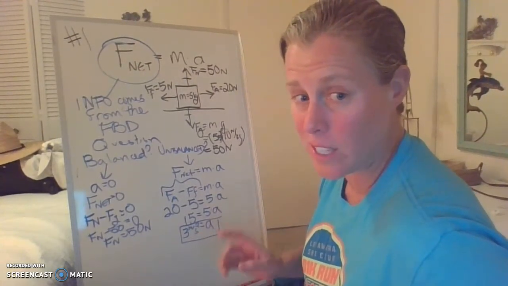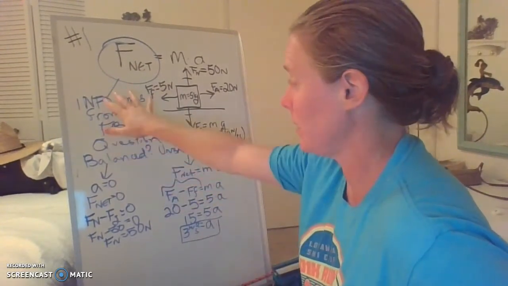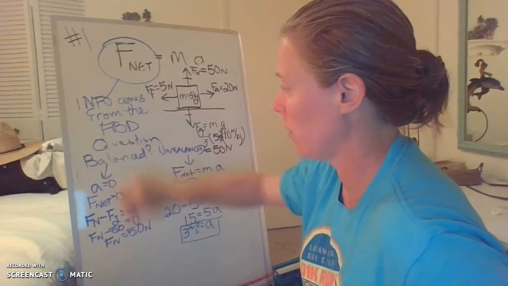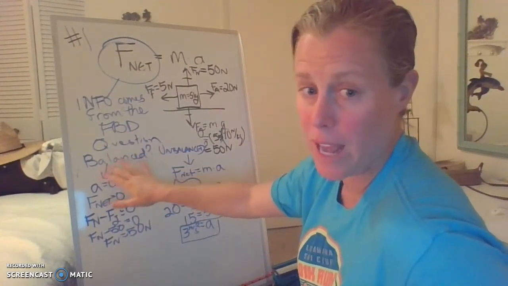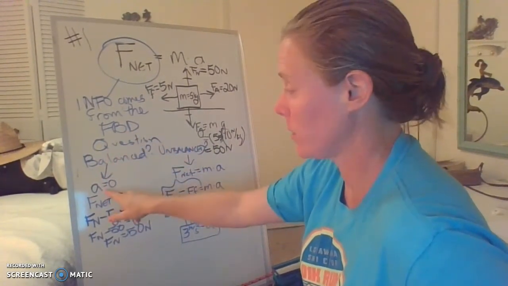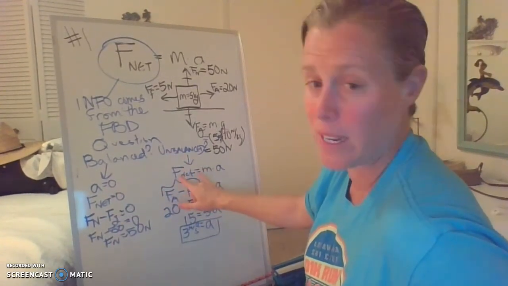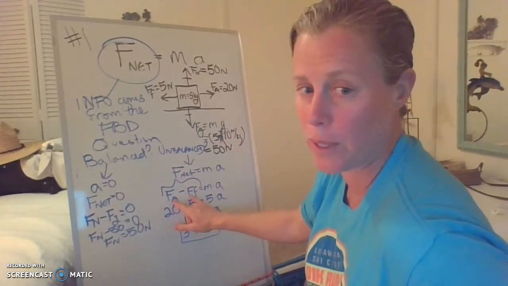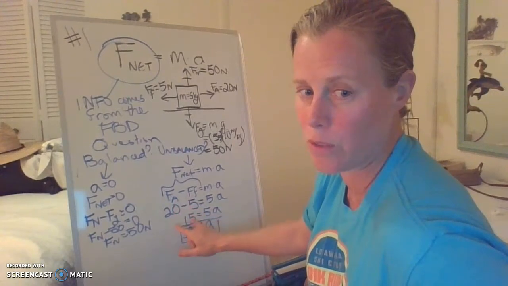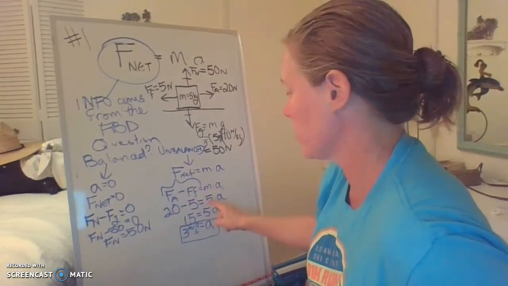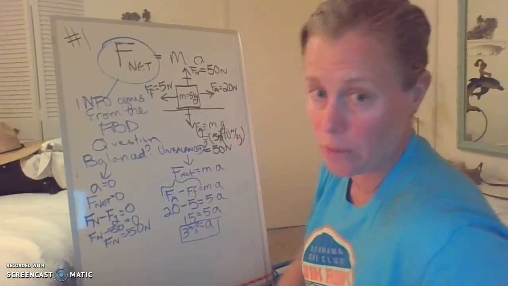You can pause this and take some notes, but hopefully you're writing down: the info comes from the free body diagram. The question I asked, is it balanced or unbalanced? If it's balanced, acceleration equals 0. If it's unbalanced, my net force comes from my free body diagram. I find that net force, which is 15, I know my mass, and I find my acceleration.